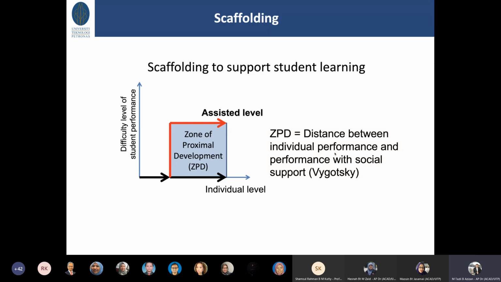And if, let's say, we do not try to help the students, do not scaffold the students, they will just maintain their own individual level. There is no heightened improvement to a new level. So from time to time, we need to think about what kind of scaffolding I need to provide to support my students online. So this is also equivalently important.